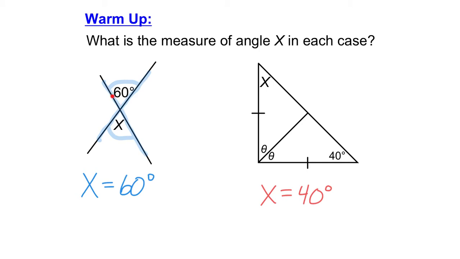In the first one, we notice that we have opposite angles. Opposite angles are always equal, so x is 60 degrees in the first case.